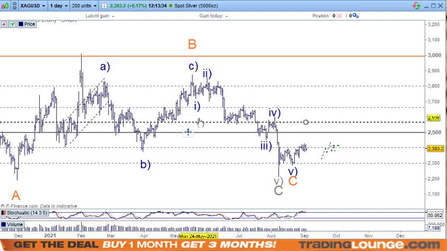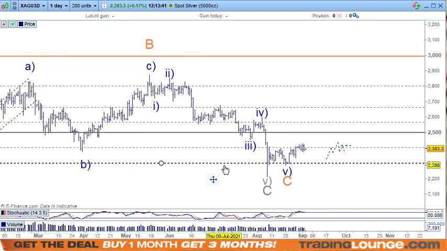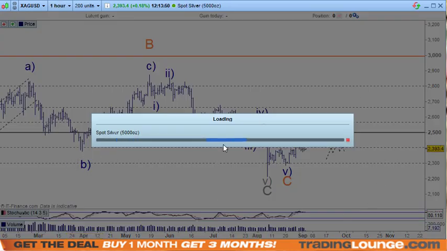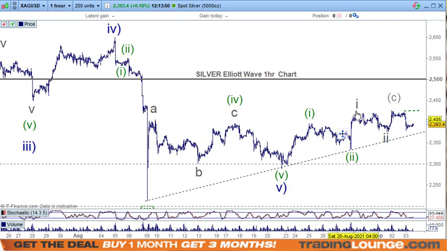So look, there are problems with this count, but overall it ticks more boxes of being this than something else. We can take the low from here, but I think the low is better suited on this low here. Going to go to the hourly chart, and we're going to look at both sides of the coin a little bit, in the bearish move and the bullish move.